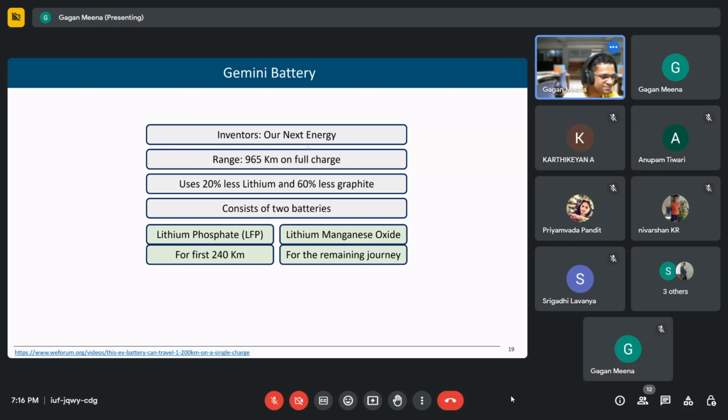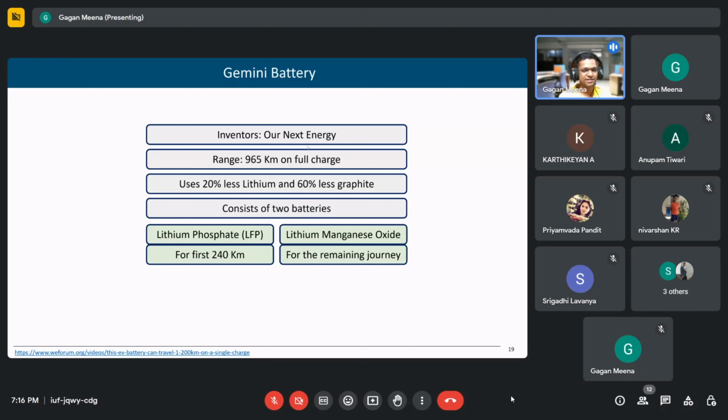It's a combination of two chemistries of lithium ion only. In lithium ion, there are different types of chemistries available, and they have different C rates. So they are using two chemistries. One is LFP, lithium iron phosphate, and another is LMO, lithium manganese oxide. For the first 240 kilometers they use one chemistry, and for the remaining they use the different chemistry.